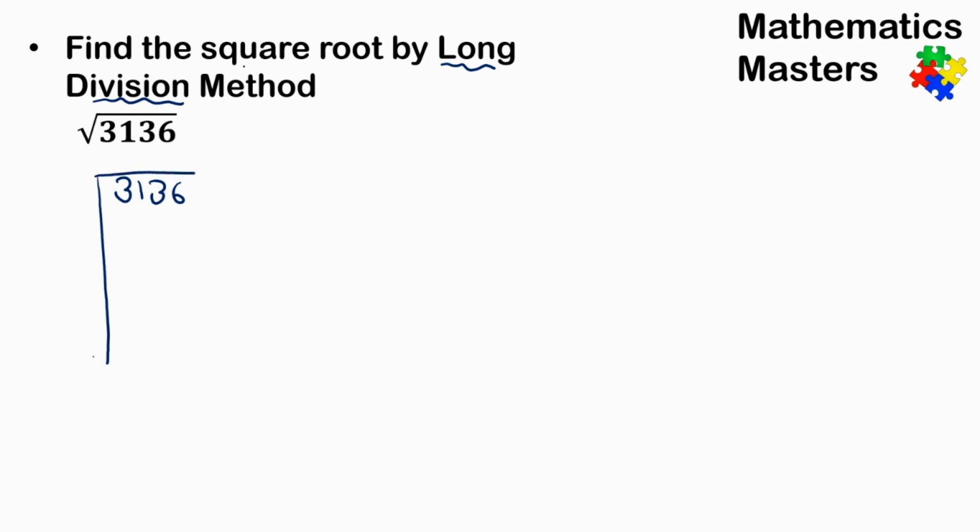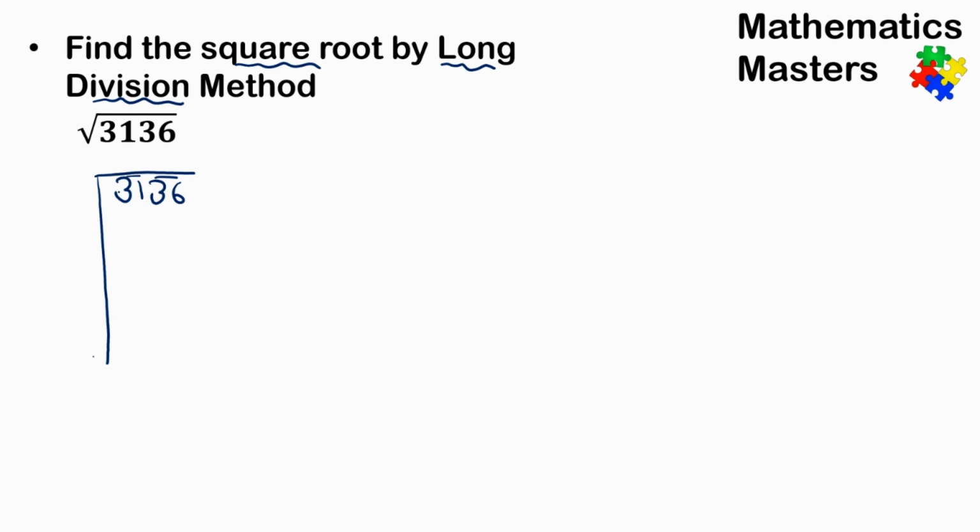And now, because it is a square root, we'll do the pairing of two numbers. So 36 becomes a pair and 31. Remember, we'll do the pairing from the right side. As we did the pairing from the right side, we can see there is a pair of 31 as well as 36. Now we'll look at the number 31 first, as we used to do in a long division way. So we do the same method but in a different way.